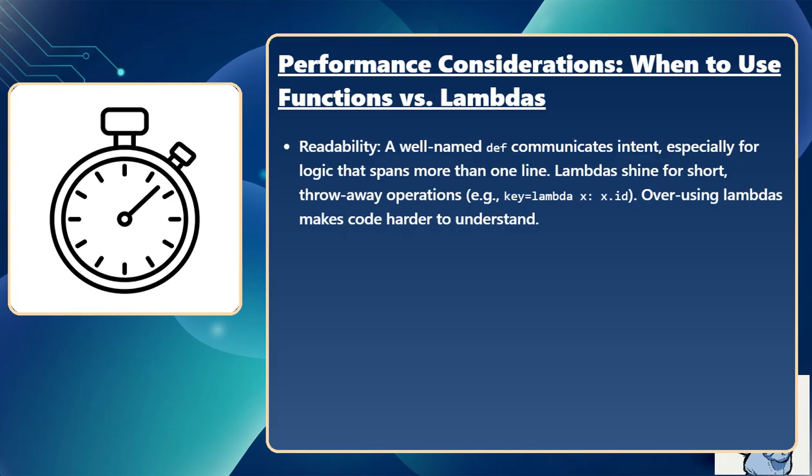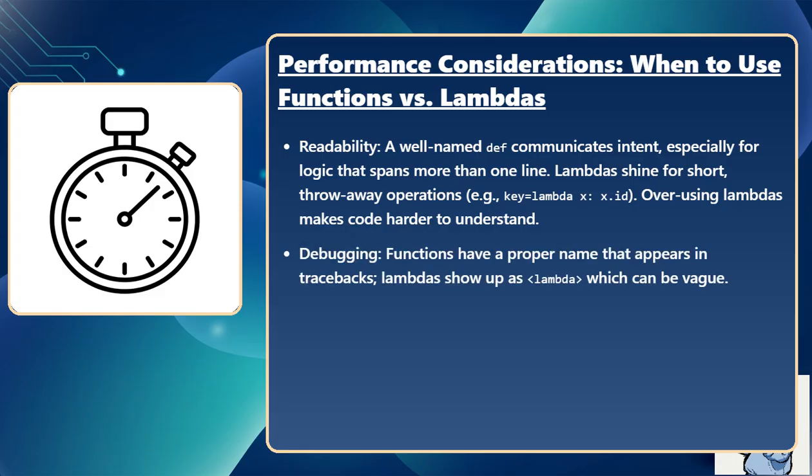Readability. A well-named def communicates intent, especially for logic that spans more than one line. Lambdas shine for short throw-away operations. For example, key=lambda x: x.id. Overusing lambdas makes code harder to understand. Debugging. Functions have a proper name that appears in tracebacks. Lambdas show up as <lambda>, which can be vague.